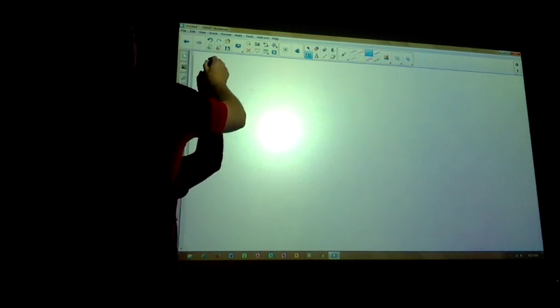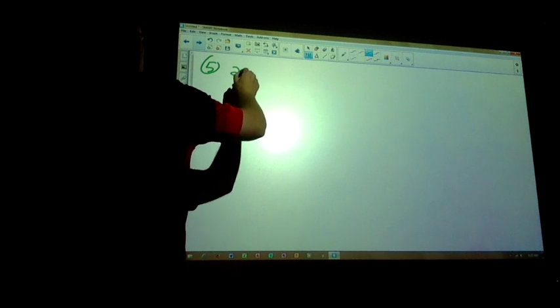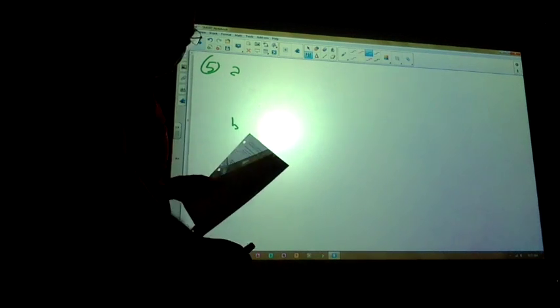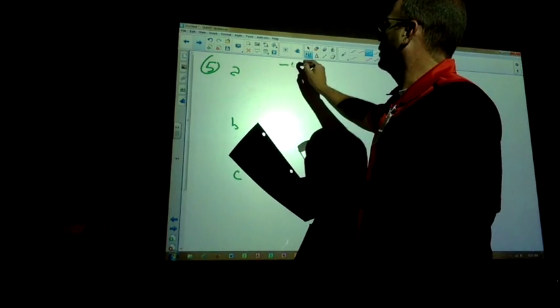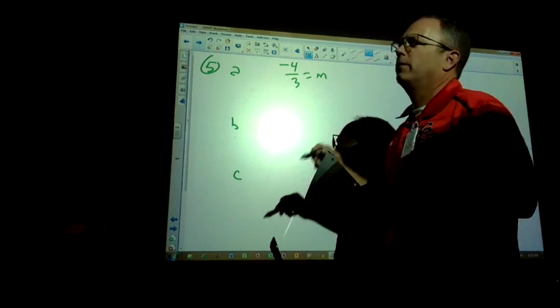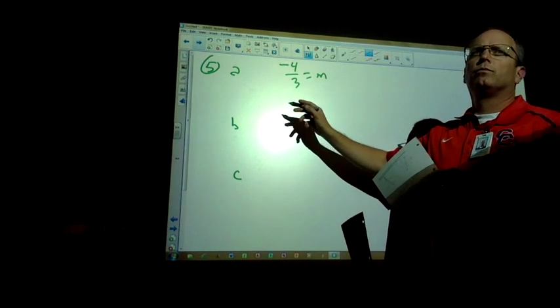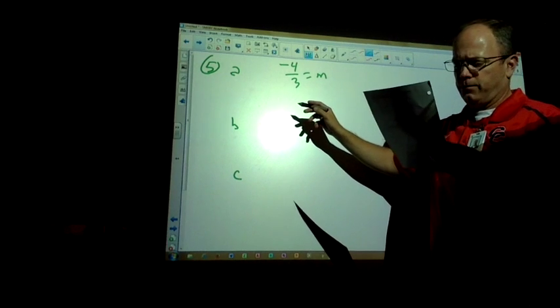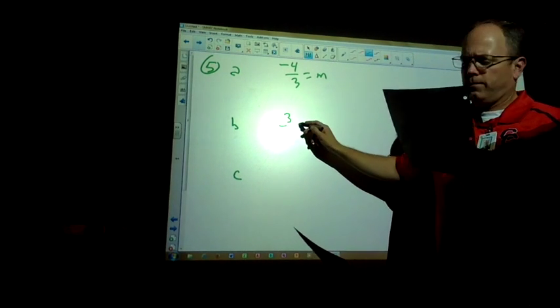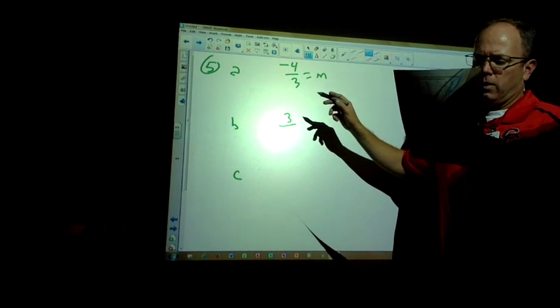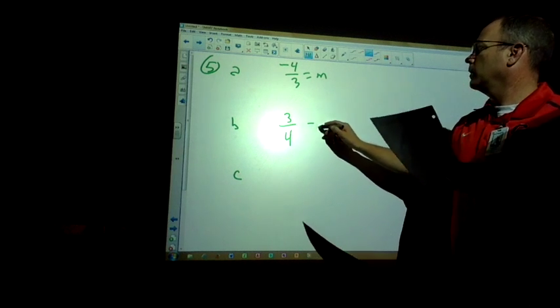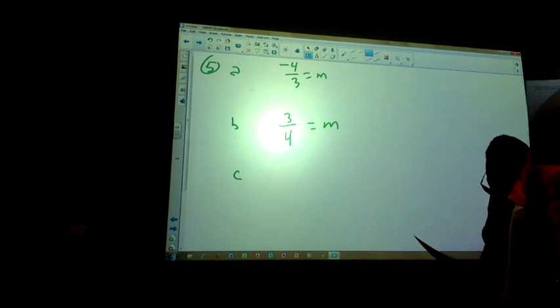Number 5, determine which lines, if any, are parallel or perpendicular. So number 5, I have A, B, and C. What is my slope for A on number 5? Negative 4/3. Thank you. What is my slope of letter B? I got 4 minus 1, 3. I got 3 over 4. Okay, and then letter C.